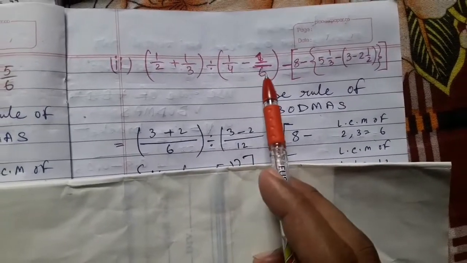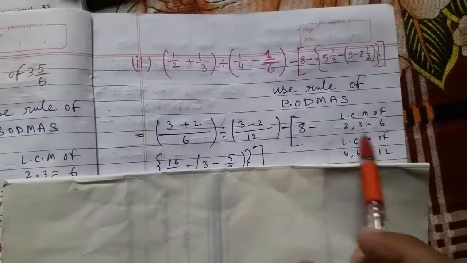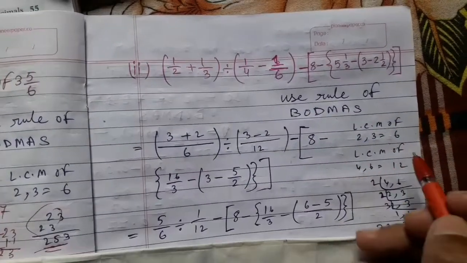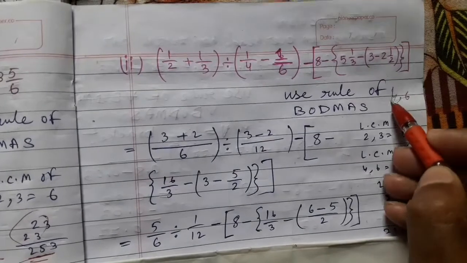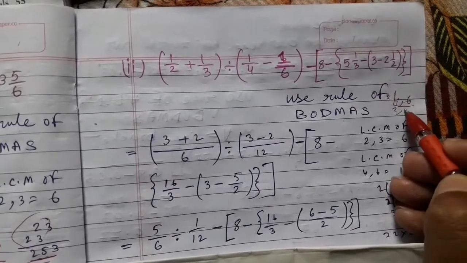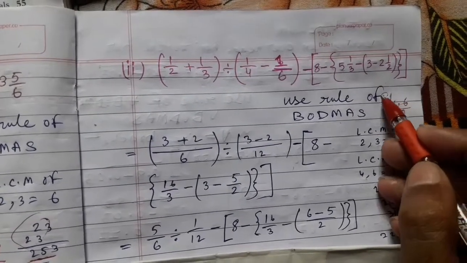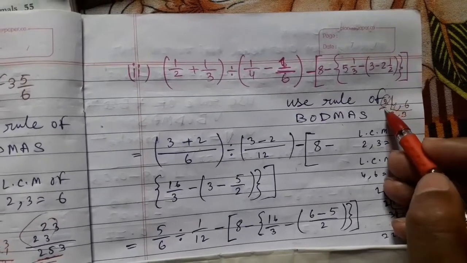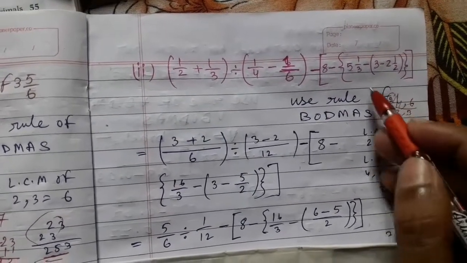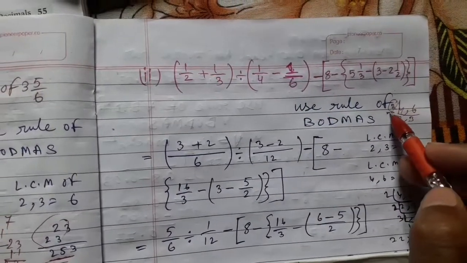6 fours are 24. We have an LCM 12 because 2 twos are 4, 2 threes are 6. We have a common 2. That is 3 twos are 6. 6 twos are 12. LCM. There the HCF is 2. Clear?